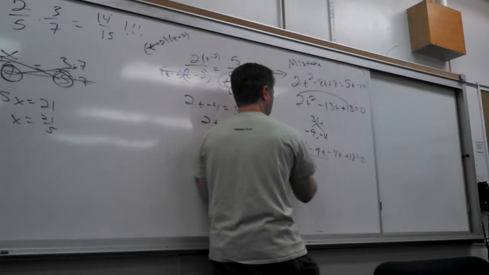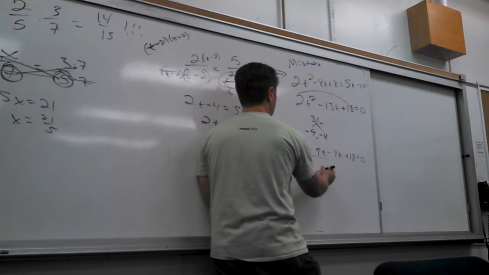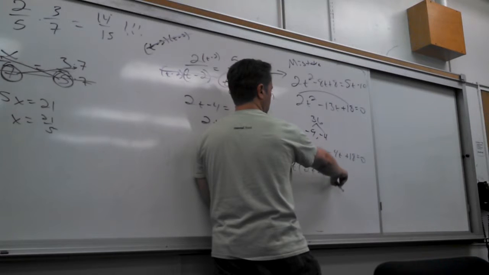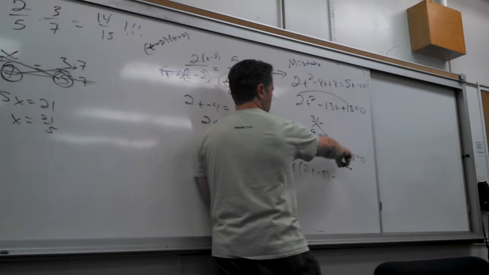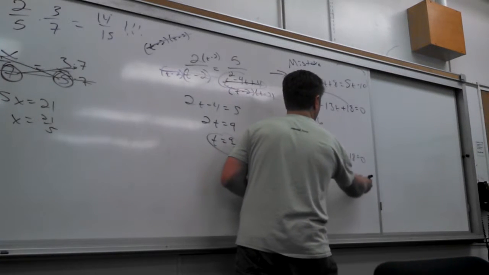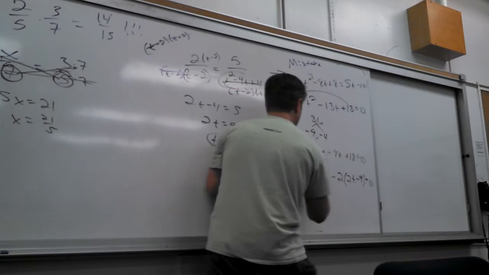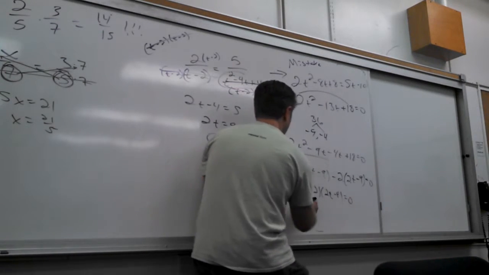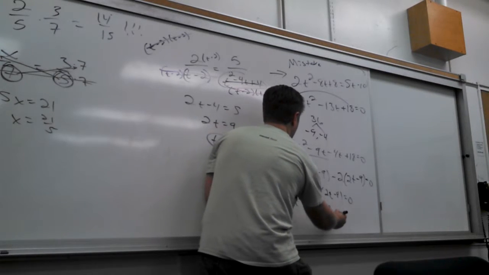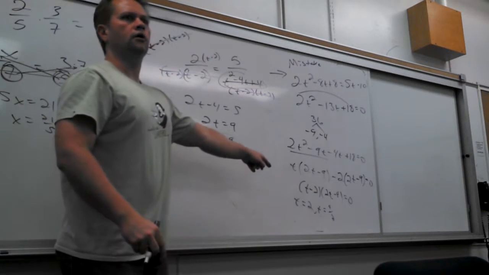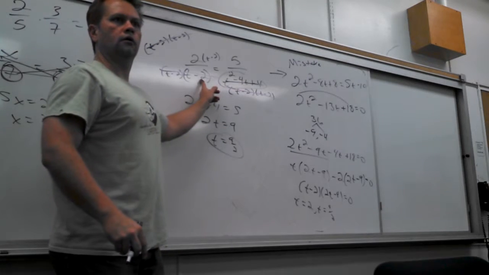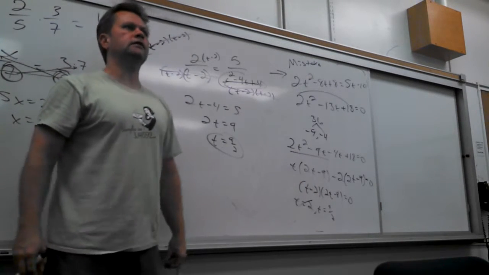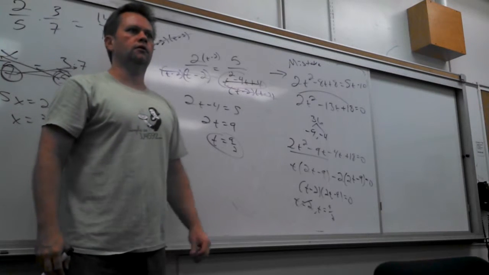Then what can I take out of here? Can you already see the answer coming out? I can take a negative 2. So I get t minus 2, 2t minus 9 equals 0. So I get t equals 2 and t equals 9 halves. But t equals 2 can't happen, so I got to cross through it. Look at all that extra work I did just to get an extra answer that doesn't work.